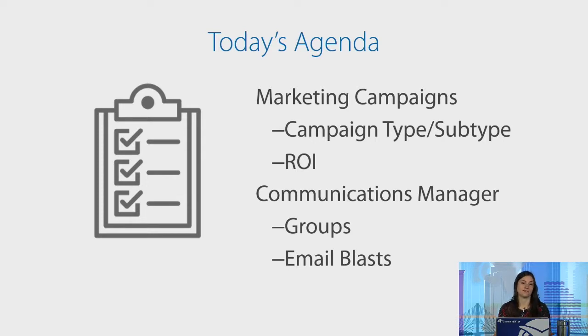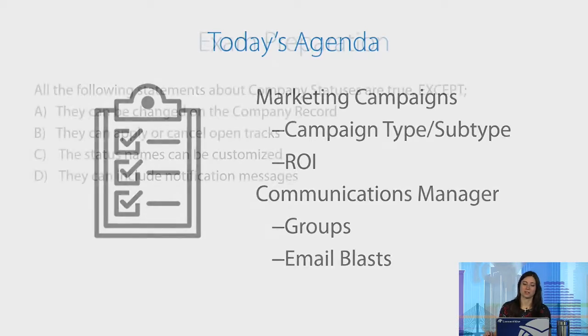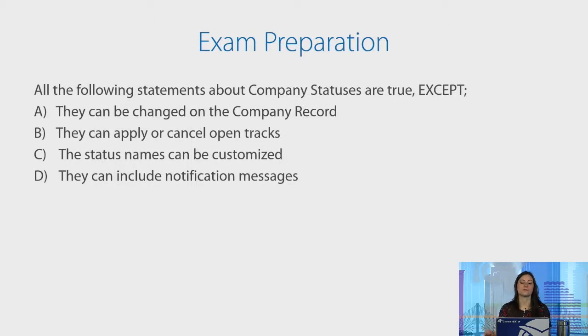So before we get into all of that, I did want to go over some exam preparation, reviewing our last session with Charlie. So all of the following statements about company statuses are true except which? They can be changed on the company record, they can apply or cancel open tracks, the name of the status can be customized, or they can include notification messages. Which one of these is not true?